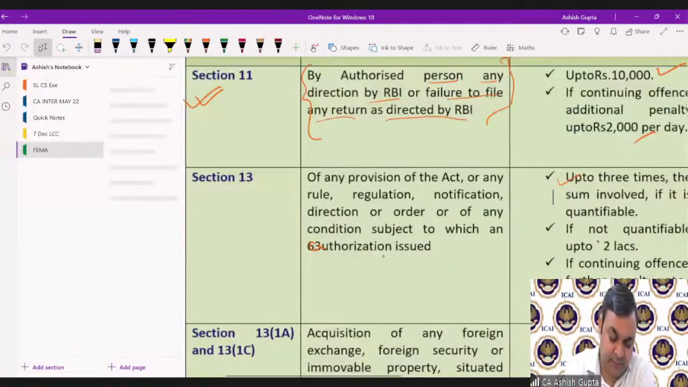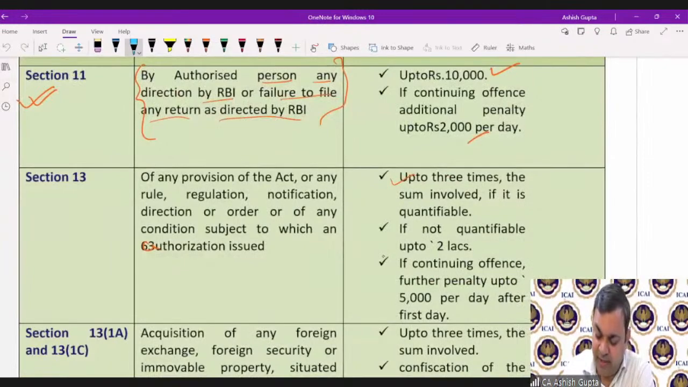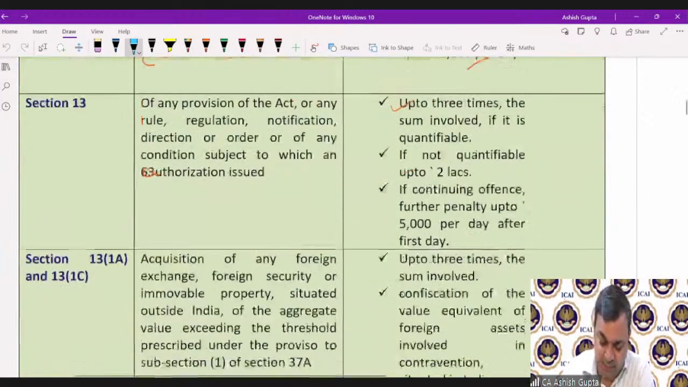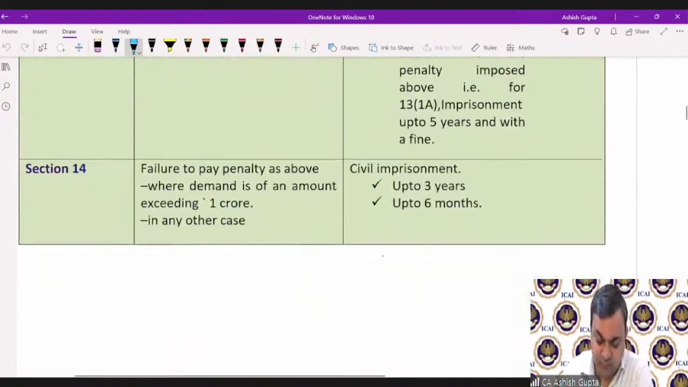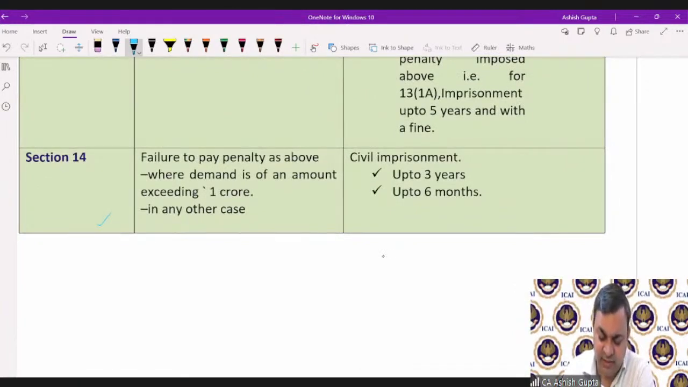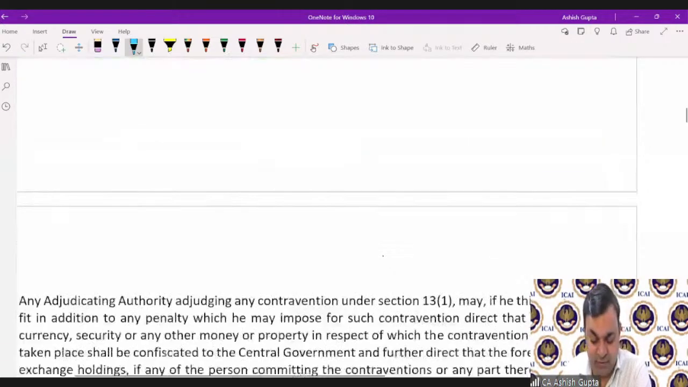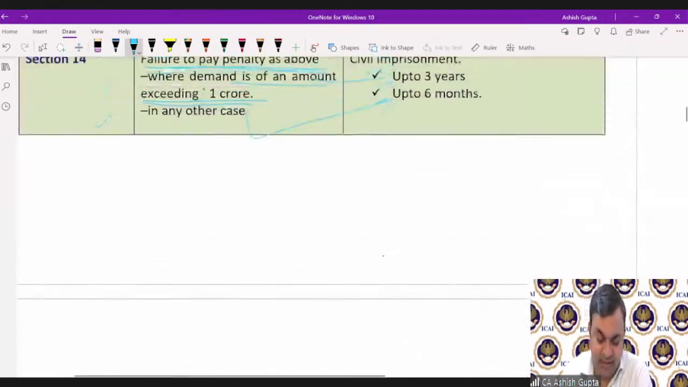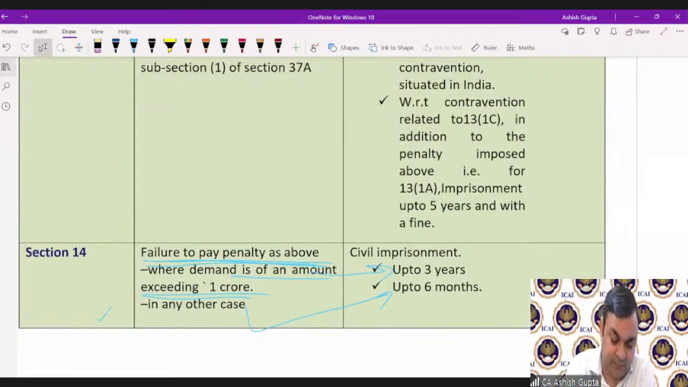Okay. So now there is a penalty up to 3 times. Section 14: failure to pay the penalty as above, where the demand is an amount exceeding 1 crore, up to 3 years; in any other case up to 6 months, right? So that is the penalty part. Section number is 14.